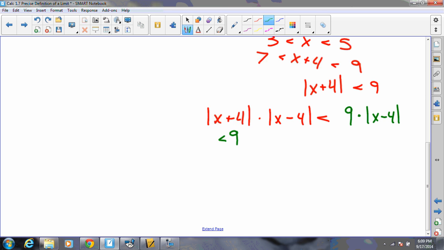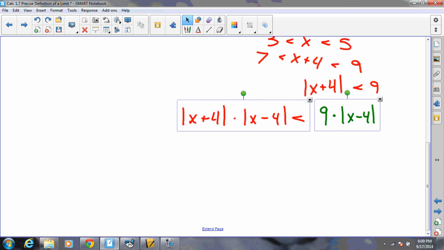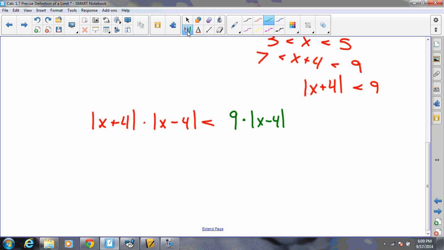So we have this whole piece, and I'm going to grab this whole piece and slide it over so I have more room. We need then this piece to be less than an epsilon. Well, looking at the green, why don't we just divide by 9? That cancels, and we can call this number delta.